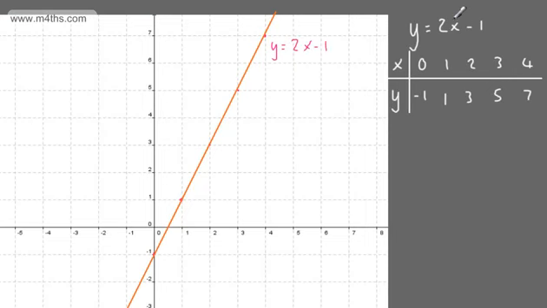Later in the video, we'll look at the idea of the gradient and the y-intercept. In this case, the gradient is 2. We can see at any point that this is going up 2 for every one it goes across. Okay, so it's gone up 2 for every one it goes across. And all I've done is pick 2 points. You only really need two sets of values to draw a straight line.